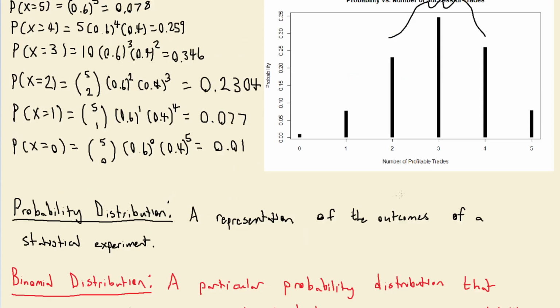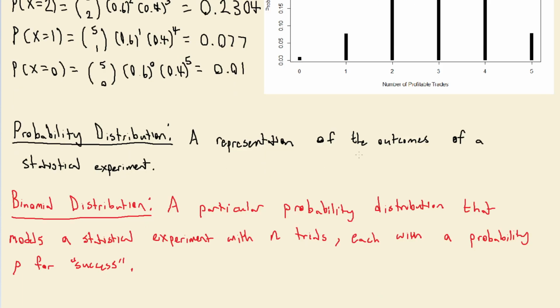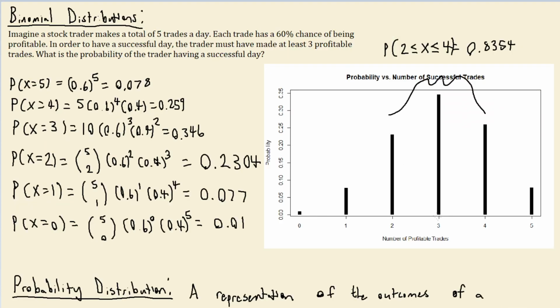So a probability distribution is just showing you a representation of all of the possible outcomes of a statistical experiment, or maybe some of the possible outcomes of a statistical experiment. That is what a probability distribution is. Here on this graph, this is telling us a lot of information about what we would expect from this experiment, wherein we have 5 trials, each one with a chance of 60% for being profitable. And here I'm modeling the probability of having this many successful trades. This is the probability of having no successful trades, 1 successful trade, 2 successful trades, 3 successful trades, 4 successful trades, and 5 successful trades.